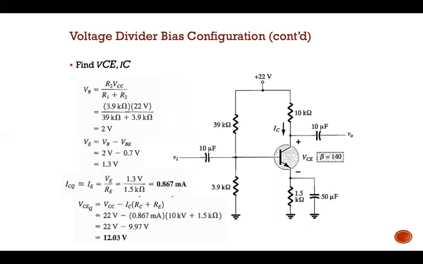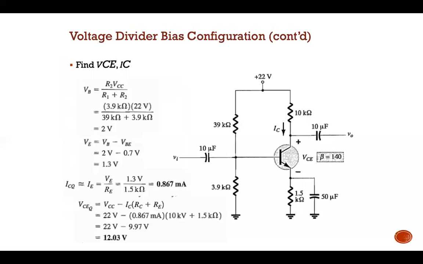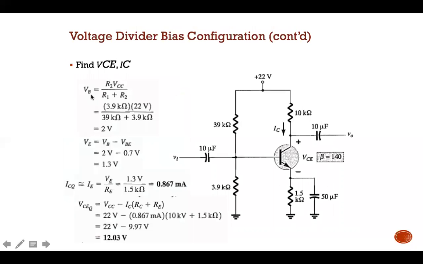Given the circuit, calculate the VCE and also IC. No derivation is needed, you can just use the formula over here. No problem. For VB, use the formula and you will get 2 volt. You just use the formula if you don't want to derive here.